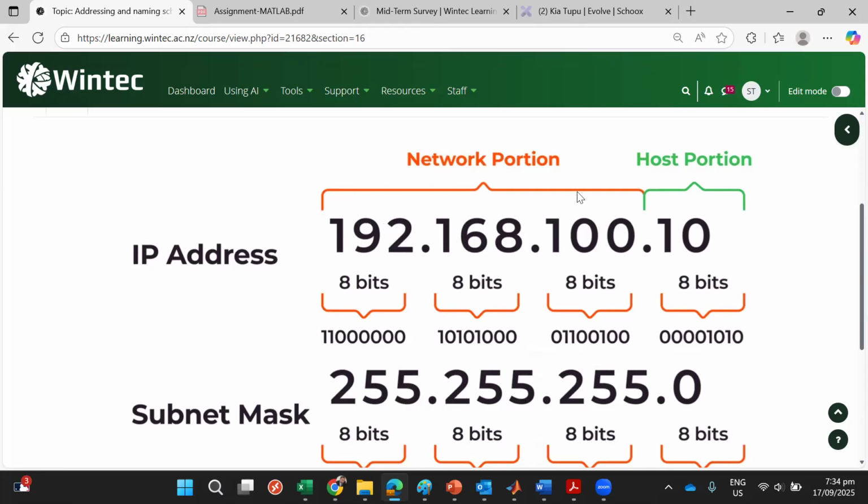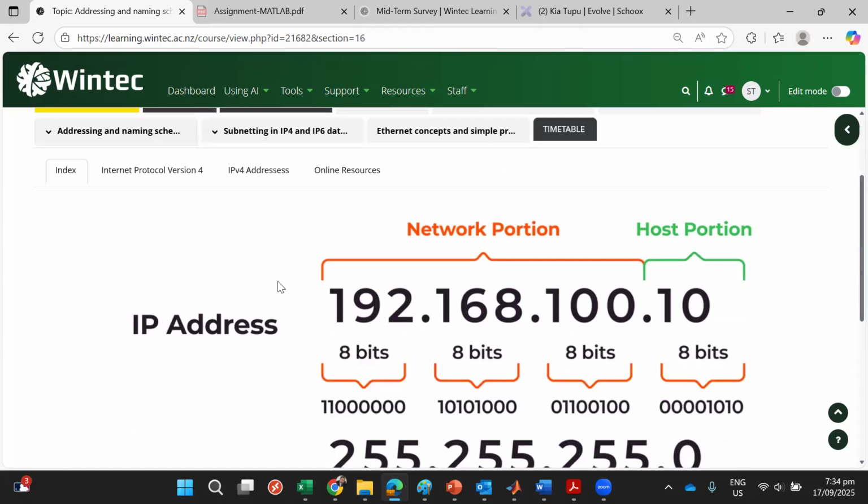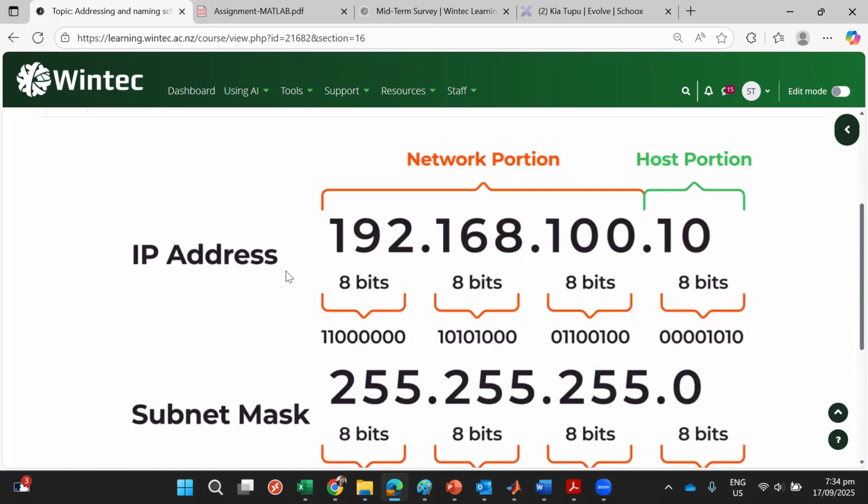So it has two parts. One is the network part, another is the host part. In the last class, I tried to explain what the network part is used for. And today we'll try to give you a bit more sense of this IPv4.